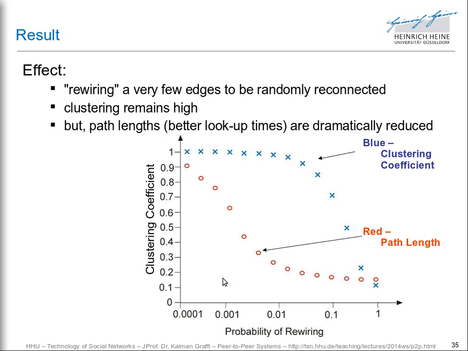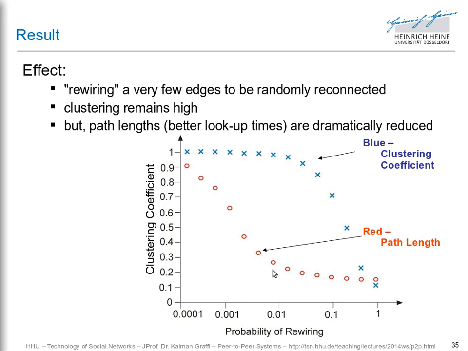And if we increase this probability of rewiring, the blue, so the clustering coefficient, goes down, and the path length also goes down. So the sweet spot is maybe somewhere here, where we still have a high clustering coefficient and a low path length. The sweet spot here is, for example, around 1%.